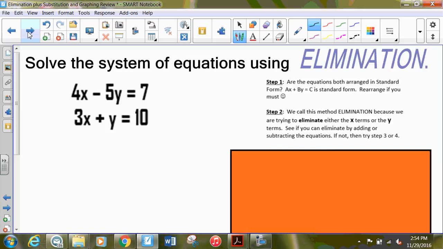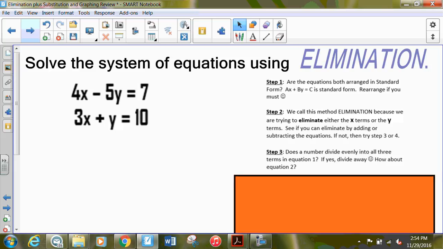And so same thing here. We can't just add or subtract. We're going to have to do a little bit of work. So let's go to step 3. And step 3 says, hey, is there a number that goes into 4, 5, and 7? No. Besides the number 1, and we're not going to do that. And same thing with equation 2. 3, 1, and 10, nope, there's not really a number that goes into all of them.